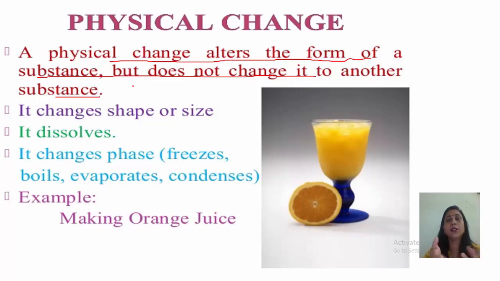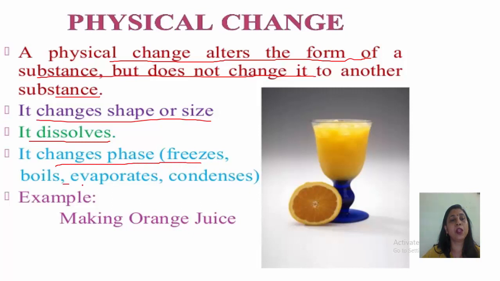Means form to change ho sakta hai, jaise ek paper hai, aap usko tear kar doge, theek hai, uski shape size bigad gaye, but it will remain as paper. So it includes change in shape and size, it dissolves, it changes phases, that is freezes, boils, evaporates and condenses. Means melting of ice, freezing of ice, boiling of water, condensation of steam, they all are physical changes. They only change the state of matter.